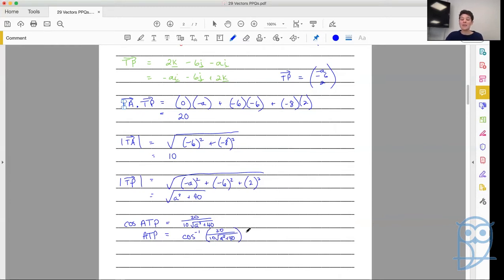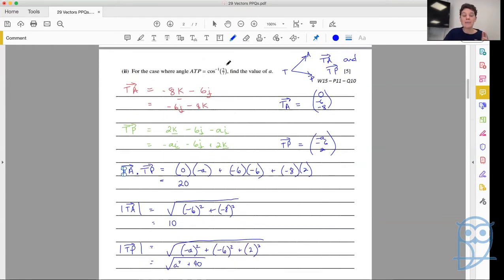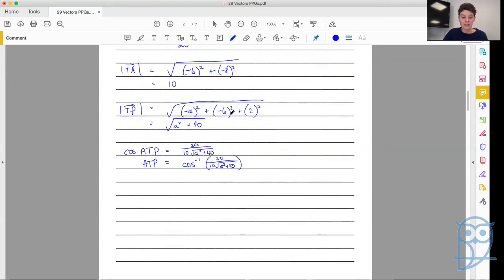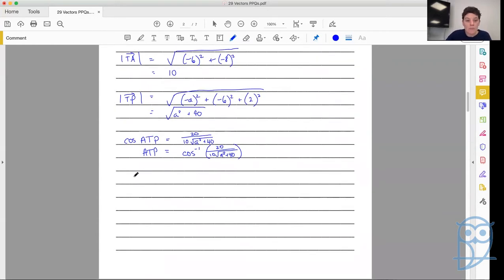And now we have something that looks rather like our question. Cos to the minus 1 of all of that must equal cos to the minus 1 of 2 over 7. So therefore, 2 over 7 equals 20 over 10 square root a squared plus 40.